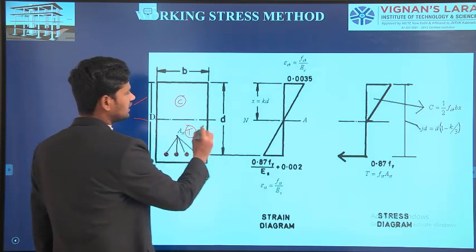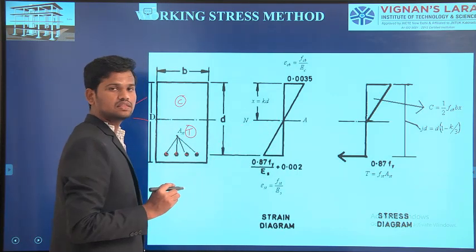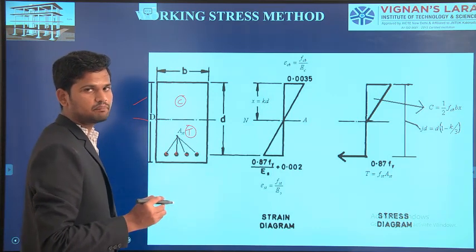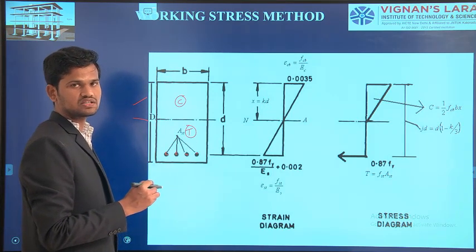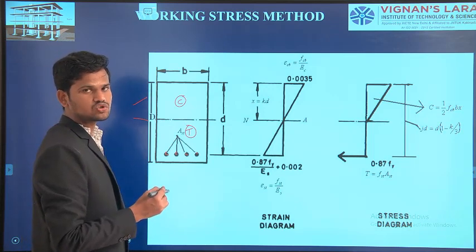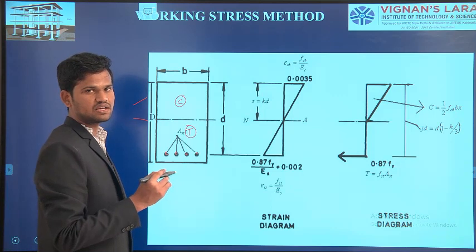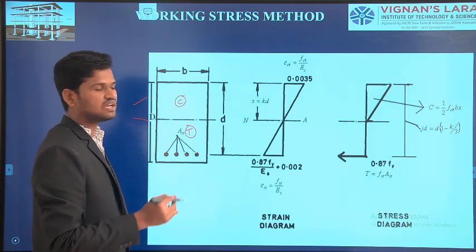And if you observe here, this is the assumption, that plane sections remain plane before and after bending. We have already discussed this in the working stress method. The same assumption we are also going to use in the limit state method of collapse under flexural conditions. In those conditions we will see it very clearly.